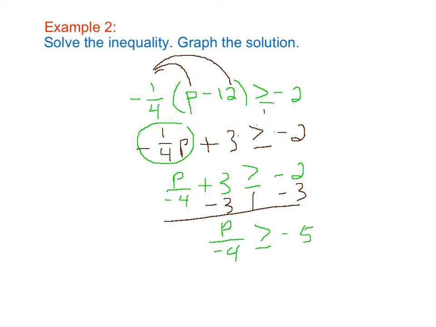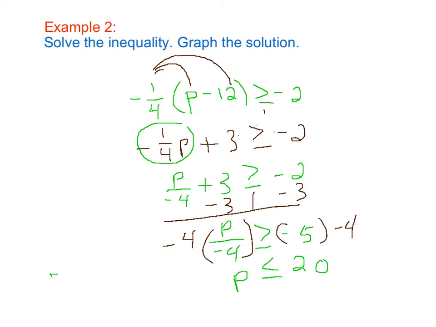We've got one more step to get the variable by itself. We have to undo dividing by negative 4, so I'm going to multiply both sides by negative 4. Now, if you recall from the video in 5.2, if you multiply or divide both sides of an inequality by a negative number, which we just did, we have to change the direction of the inequality sign. So I'm going to change the direction of the inequality sign first. On the left we get p. On the right, negative 5 times negative 4 is 20.